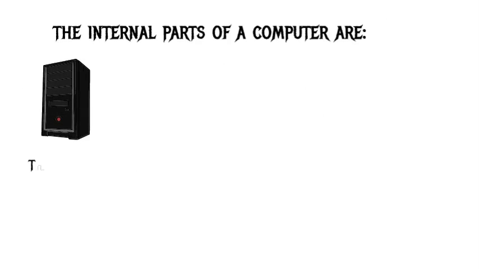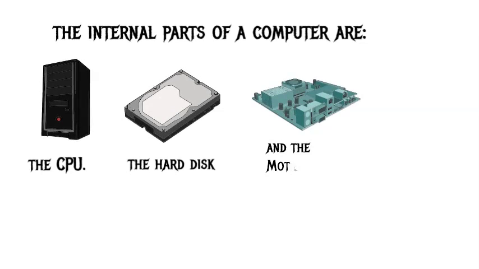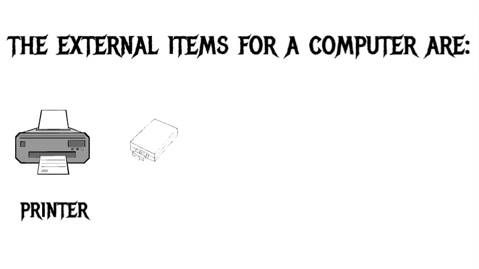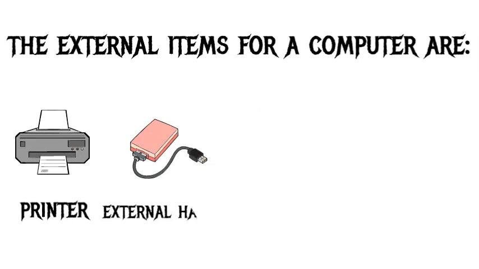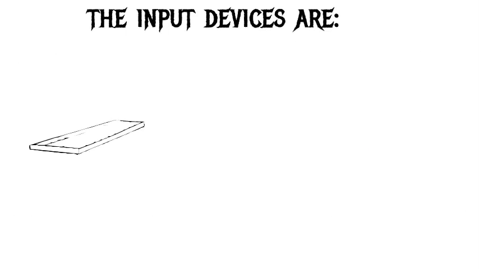The internal parts of a computer are the CPU, the hard disk, and the motherboard. The external items for a computer are printer, external hard disk, speakers, microphone.